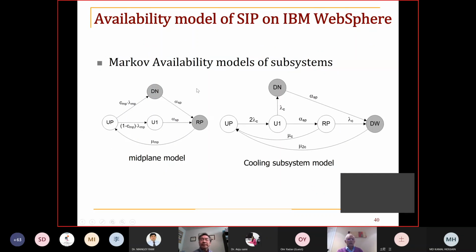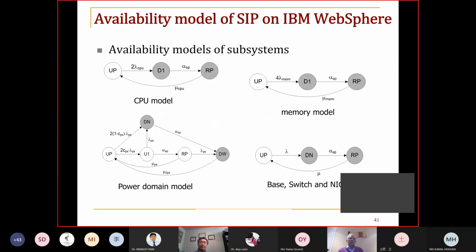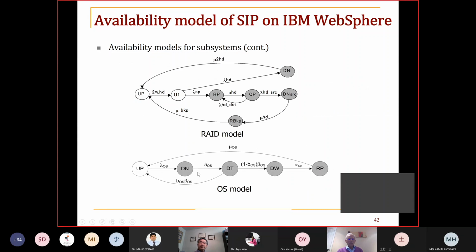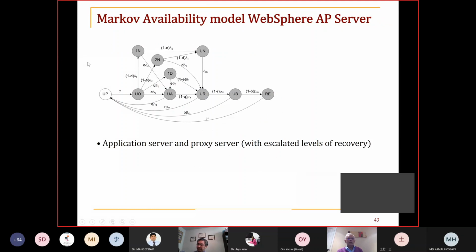So a midplane model is developed, a cooling subsystem model is developed. All these models are developed by repeated listening and asking questions to the designers who know the system very well. I don't go with my own idea. I just ask questions, I listen, and then form the model. And so I develop models for the CPU subsystem, power domain, base and memory, and RAID, and the operating system model I had already shown you earlier. And the app server model, part of it I had shown you earlier.